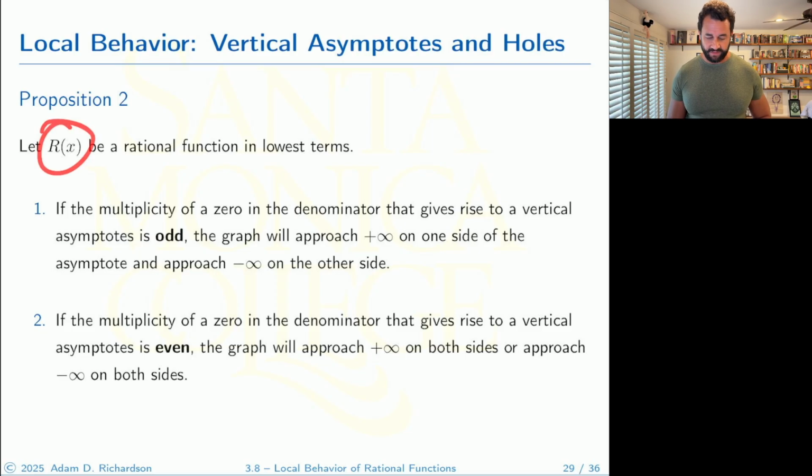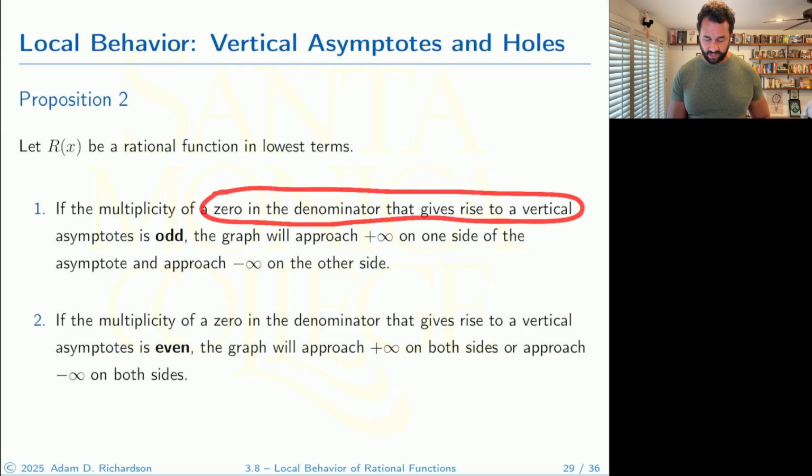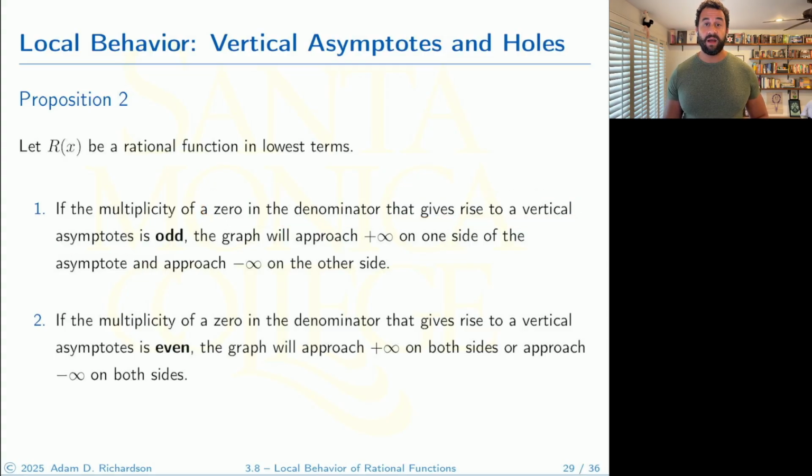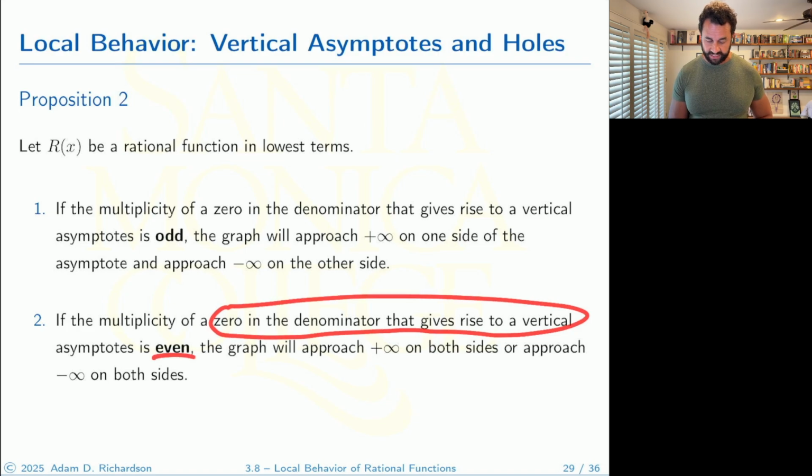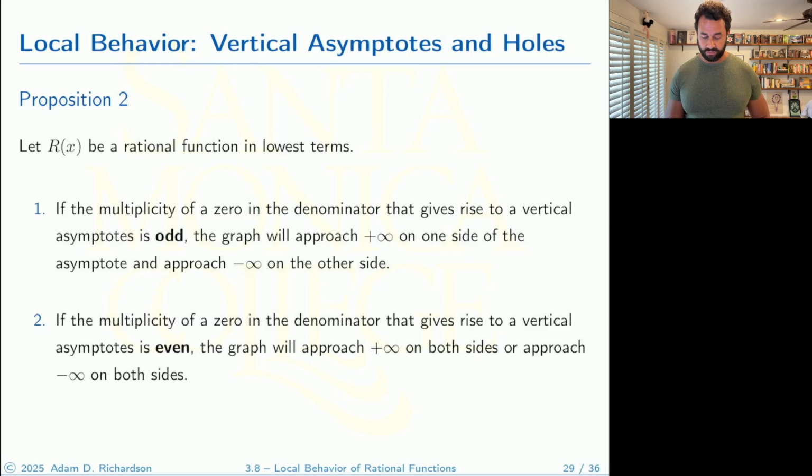Let's say you've got r of x, a rational function in lowest terms. If the multiplicity of a zero in the denominator that gives rise to a vertical asymptote is odd, then the graph will approach plus infinity on one side and negative infinity on the other side of that asymptote. If the multiplicity is even, then the graph will approach plus infinity on both sides, or it'll approach negative infinity on both sides.